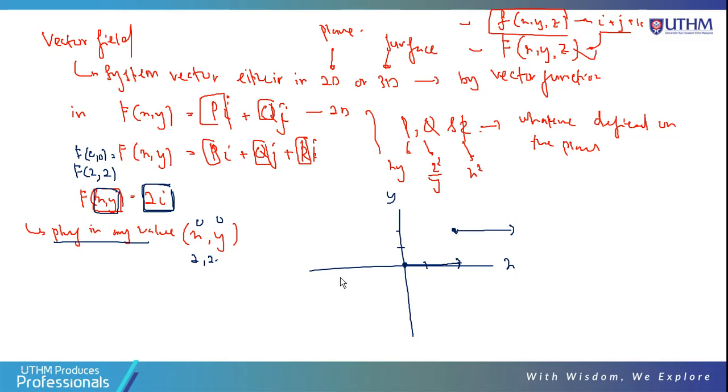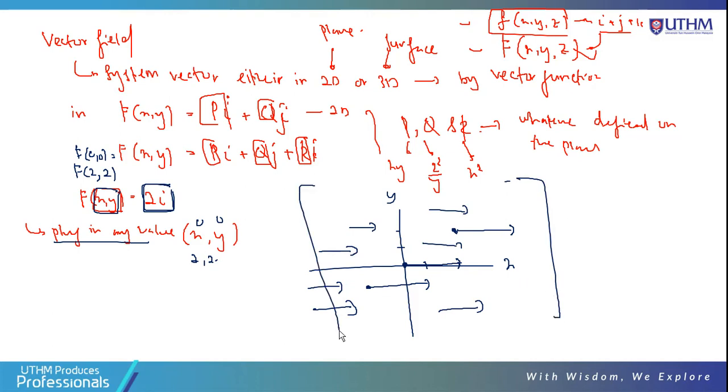At points like 1, 1, negative 1, negative 1, you still get 2 points. So when you combine everything, it becomes any point. When you plug in any point, you get the result here. So the whole figure here represents the vector field. This one we call the vector field, the system.